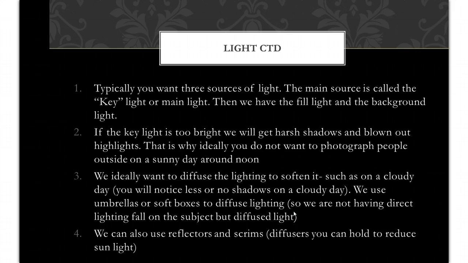If the key light is too bright, we get harsh shadows and blown out highlights. That is why you don't want to photograph somebody on a sunny day around noontime. You want to do it earlier in the day or late in the afternoon because you want to avoid when the sun is bright and shiny, because it is a very powerful light. And the same thing we also want to avoid when we're doing flash work, a direct flash on somebody, because we want the scene to look natural, and we don't want harsh shadows, and we don't want blown out highlights. So we want to kind of soften the light.